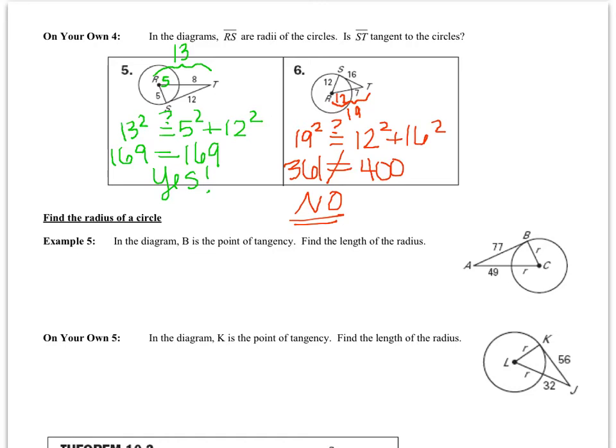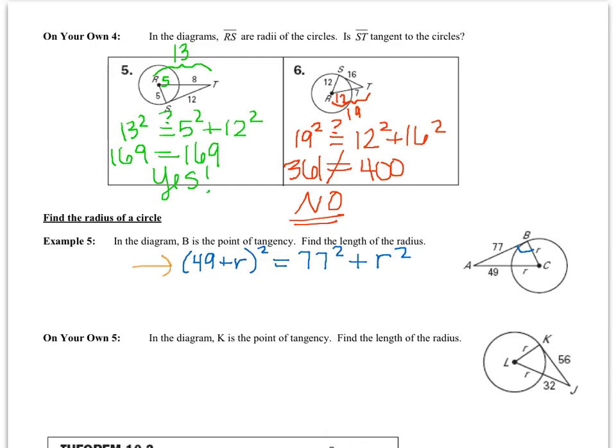In the diagram, B is a point of tangency, so we know this is our right angle. Find the length of the radius. So we're still going to use the Pythagorean theorem, and we're going to say our hypotenuse squared, well, our hypotenuse is 49 plus r, and that squared equals our leg squared, so 7 squared, plus our other leg squared, r squared. Now here's what's going to make this problem tricky.